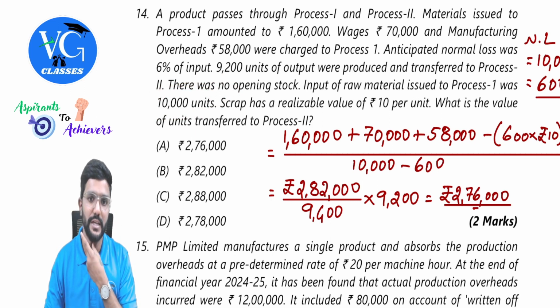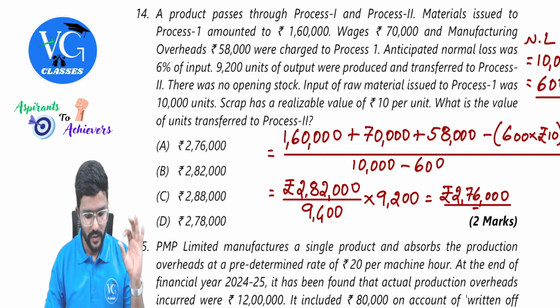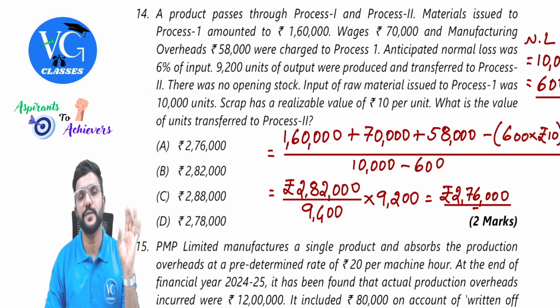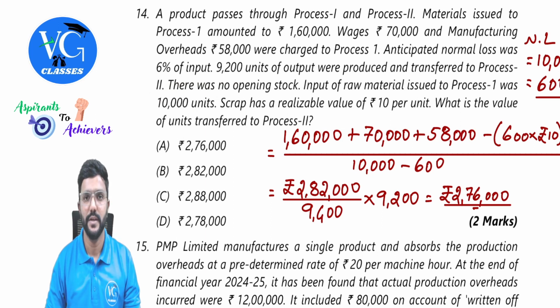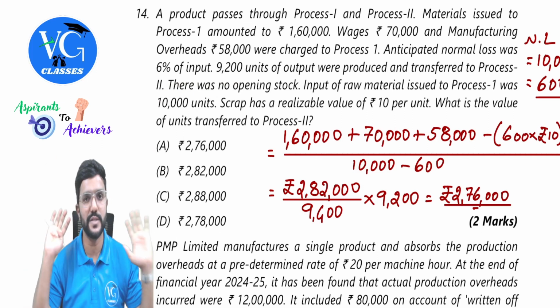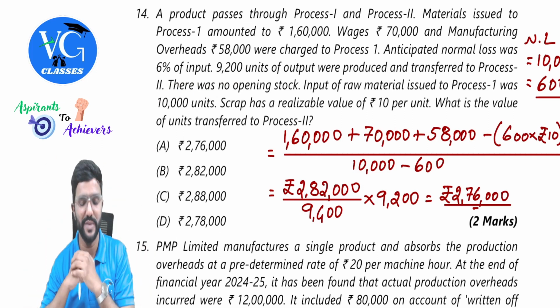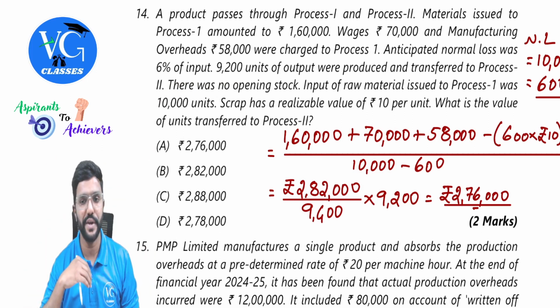What is the value of units transferred to process 2? That is output. So we need not do anything with respect to process 2, guys, only process 1. But whatever is the cost of output for process 1, we need to calculate that. Yes, we can do this calculation by preparing the process account, guys, but that will be time consuming. We can also do it directly. I am showing it here.